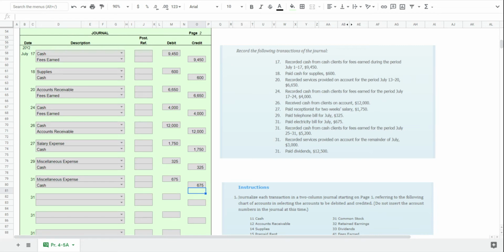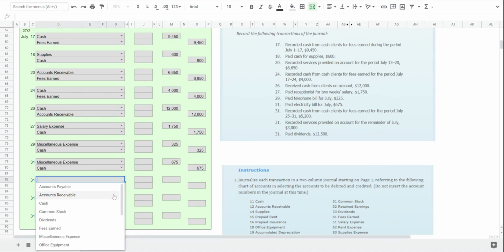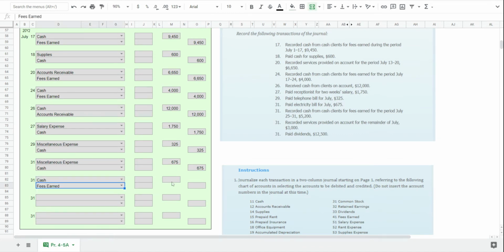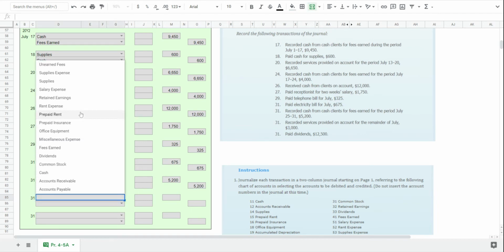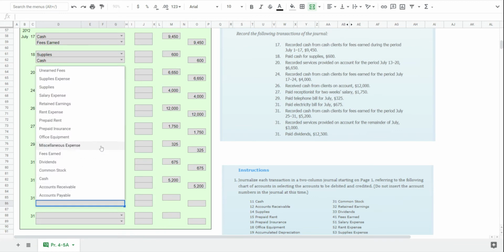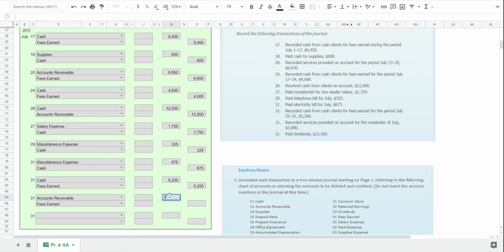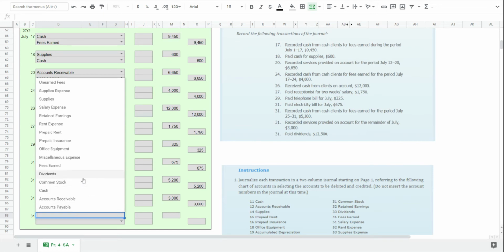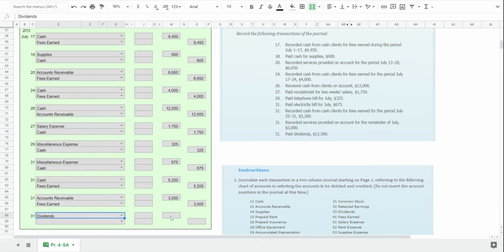We recorded cash from clients for fees earned for the last week of the month on the 31st. So our cash is going to increase and our revenue is going to increase by the same amount. On the 31st, we also recorded some services that were provided on account for the rest of July, and so our accounts receivable is going to go up, and our fees earned is going to go up by $3,000. And we paid some dividends. So we're going to report the cost of the dividend of $12,500. And we paid those. So our cash is going to go down.